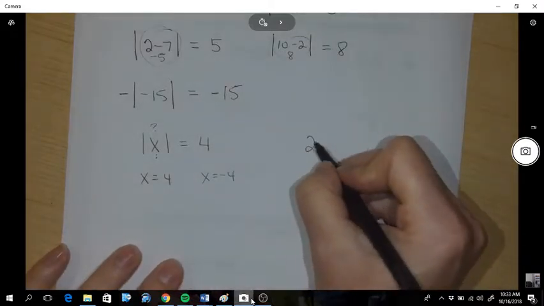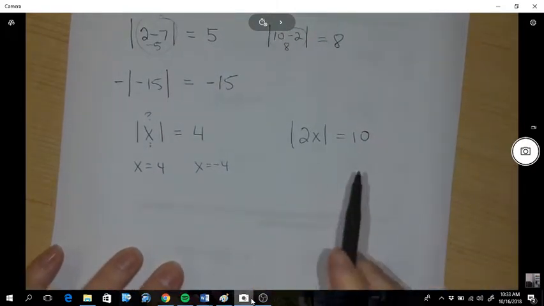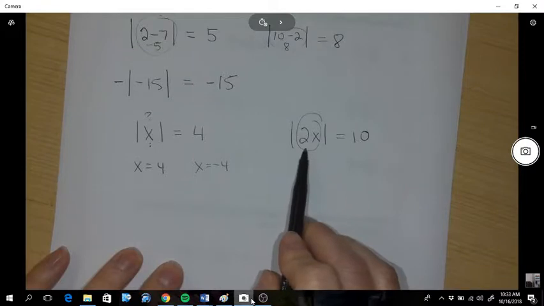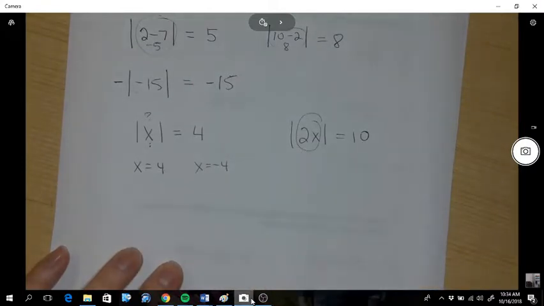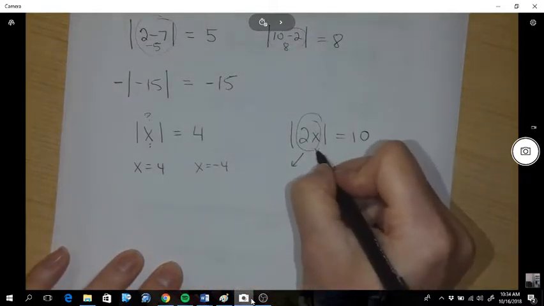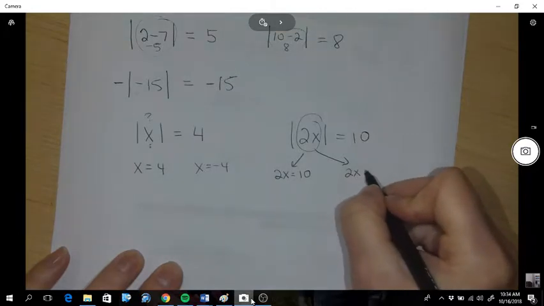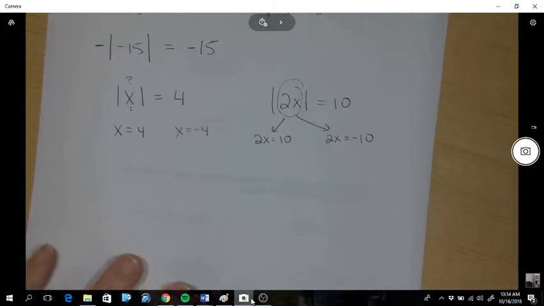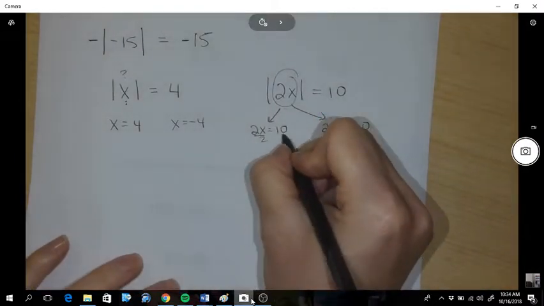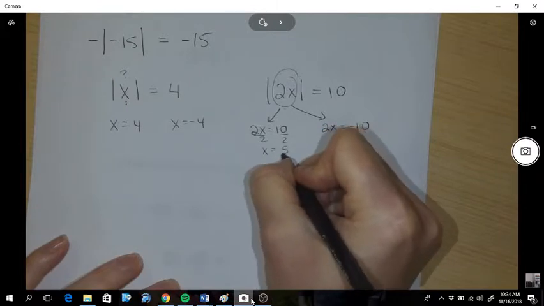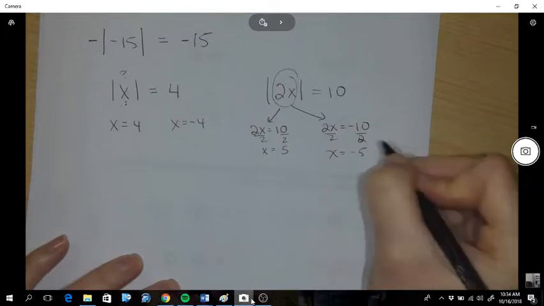So what if we do this? I know inside here I'm either going to have a 10 or a -10 to give me a distance of 10. So this inside piece has to either equal 10 or that inside piece could be -10. Once you have that set up, then you can solve. I could divide by 2, so x could be 5, or x could be -5.